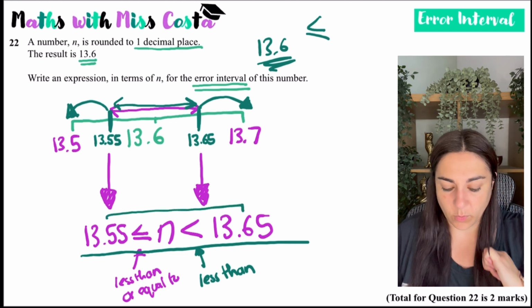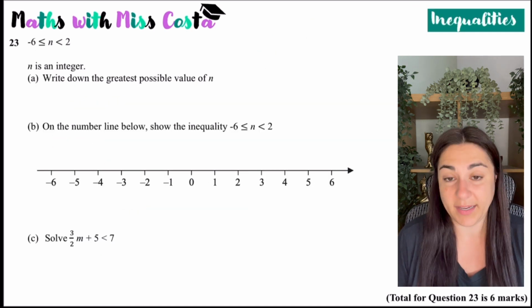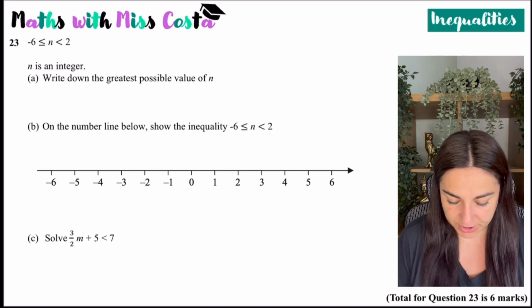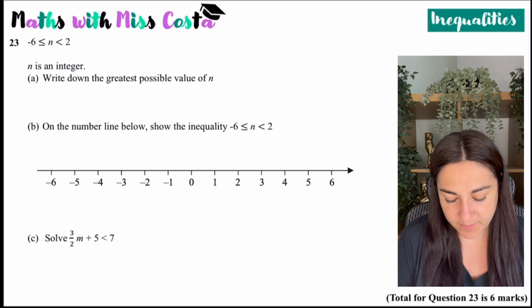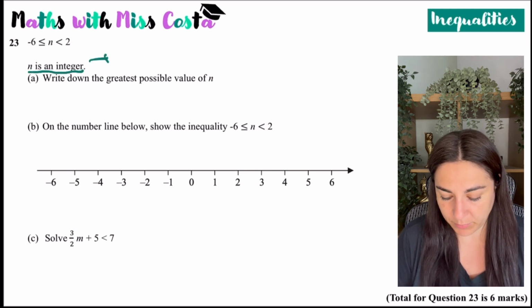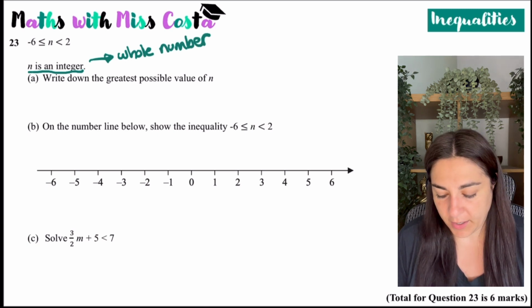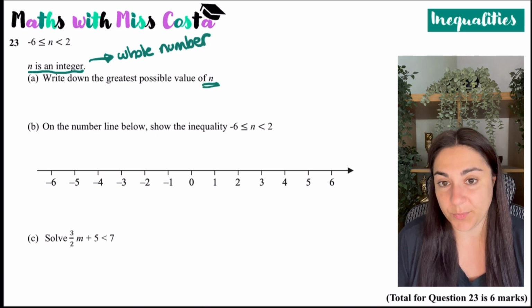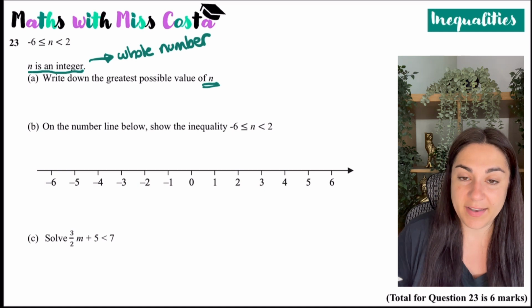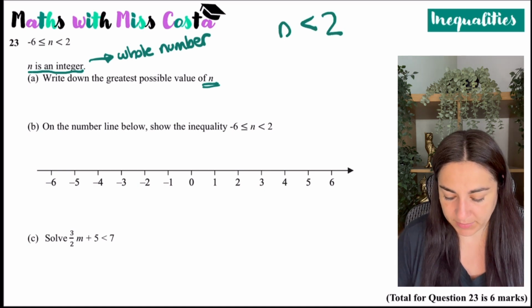Next, we've got some inequalities. So what does this mean? It means -6 is less than or equal to n, which is less than 2. I'm told that n is an integer. Integer just means a whole number, so no decimals. And I need to write down the greatest possible value of n. So I know that n has to be less than 2, which means it cannot be 2. And the next whole number below 2 is 1. So the greatest possible value of n is 1.